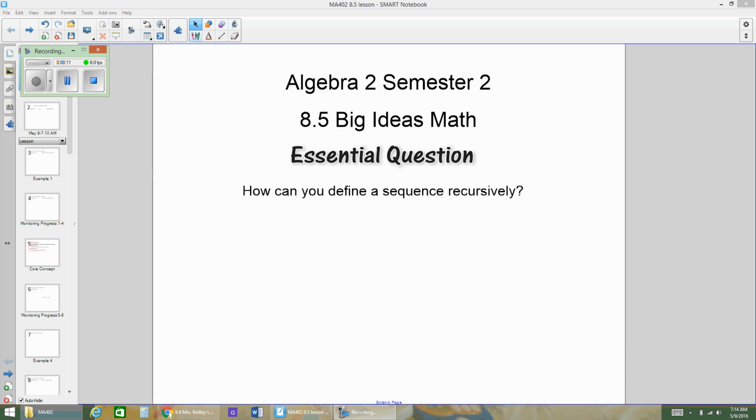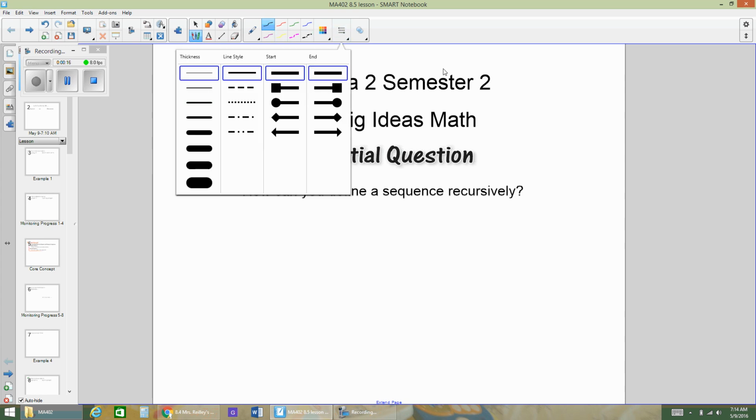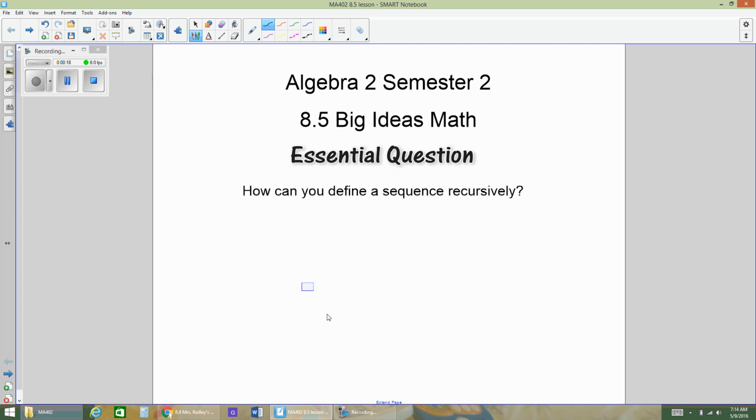So before we get started, I think what we really need to do is figure out what a recursive formula is. I need to make sure I have a mouse.